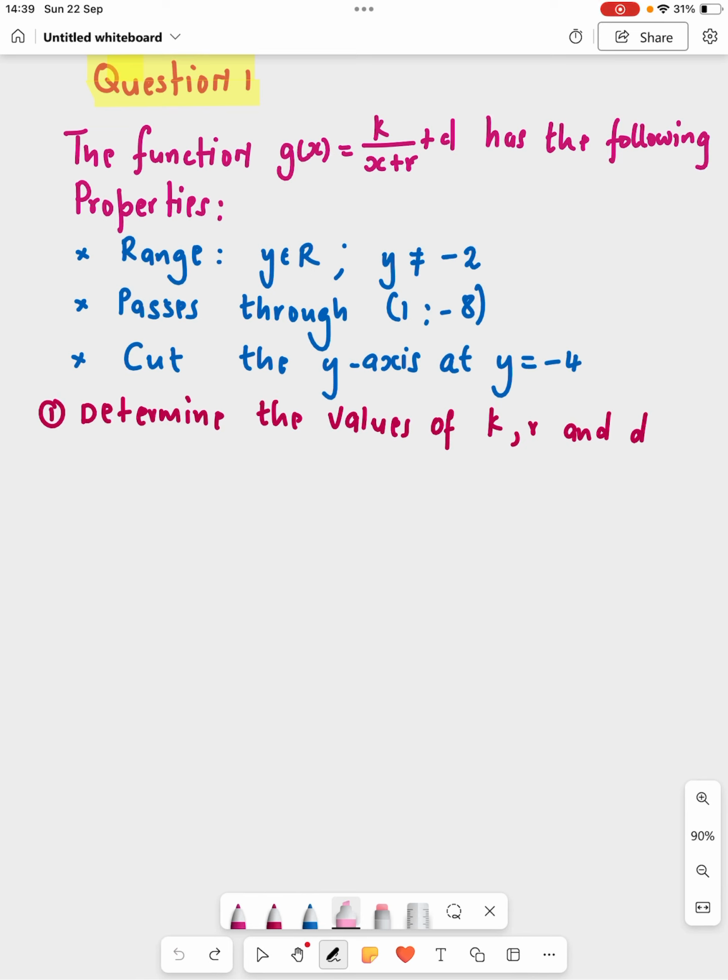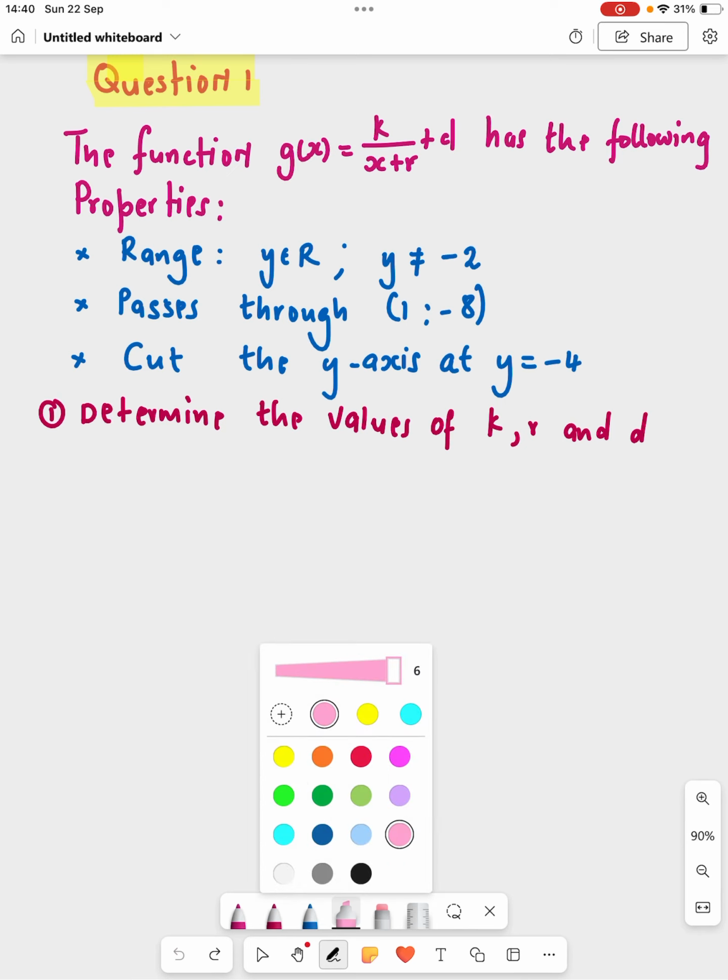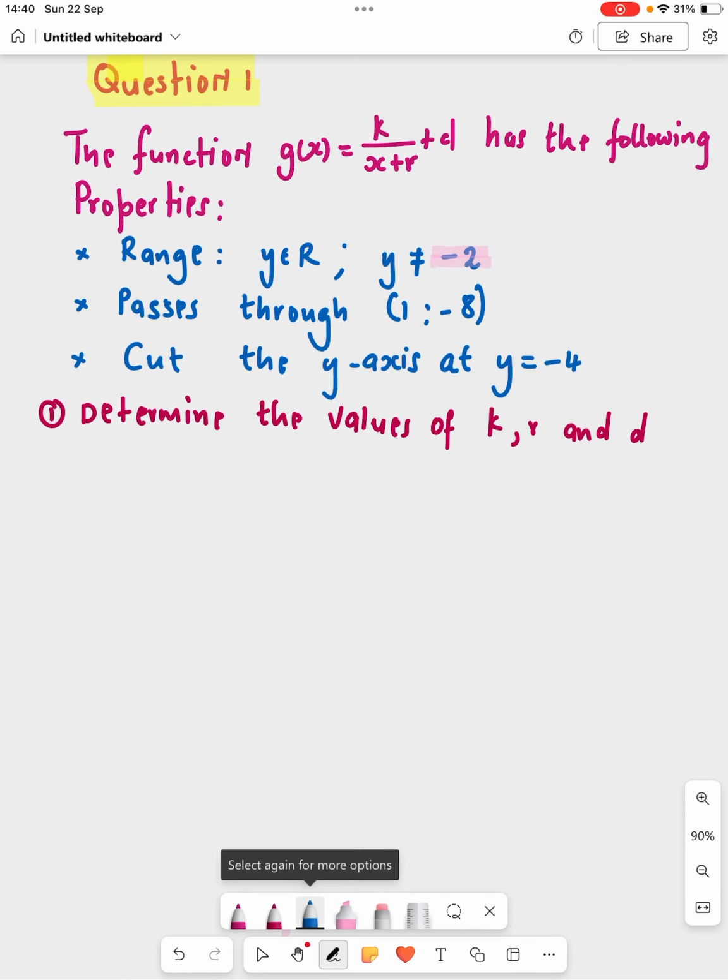So let's look at this question here. The function g of x is equal to k over x plus r plus d has the following properties. Range, y is an element of all real numbers, but y is not equal to -2. So remember, from the range of a hyperbola, you can always read your horizontal asymptote. So this -2 here is your horizontal asymptote.